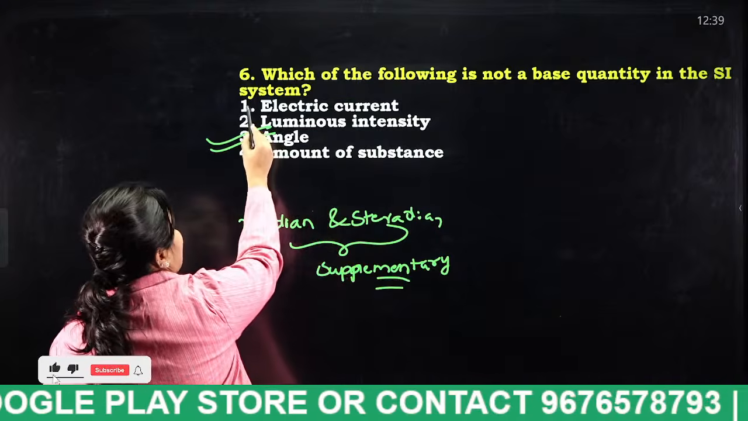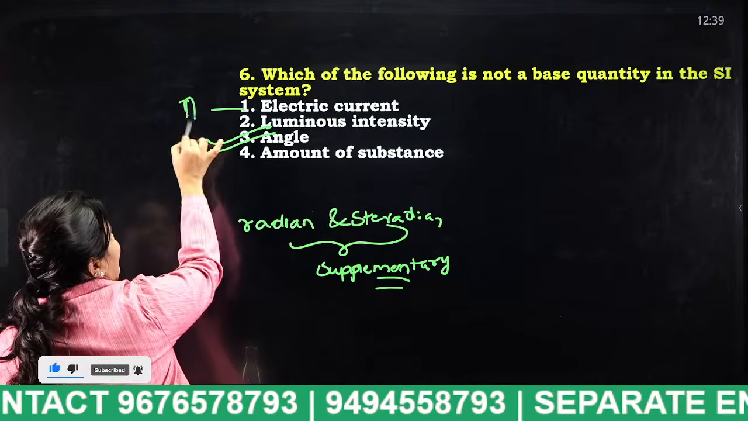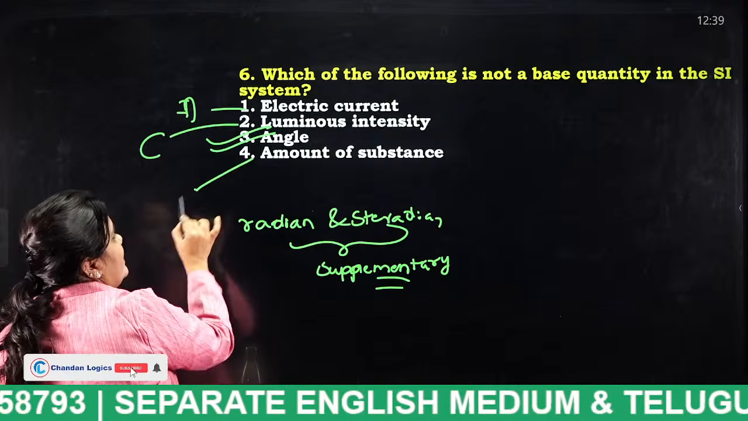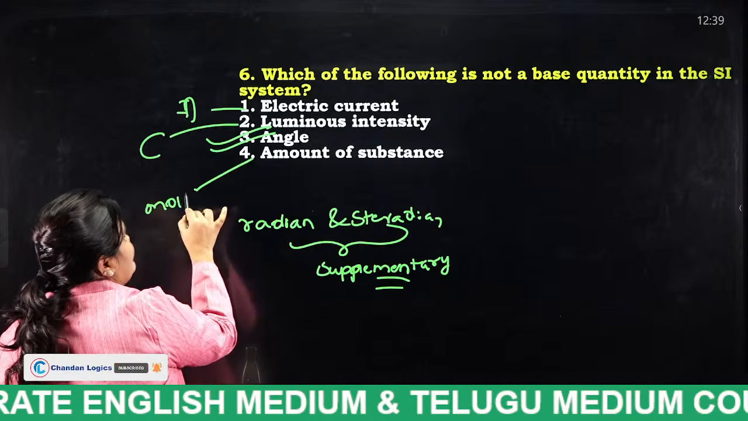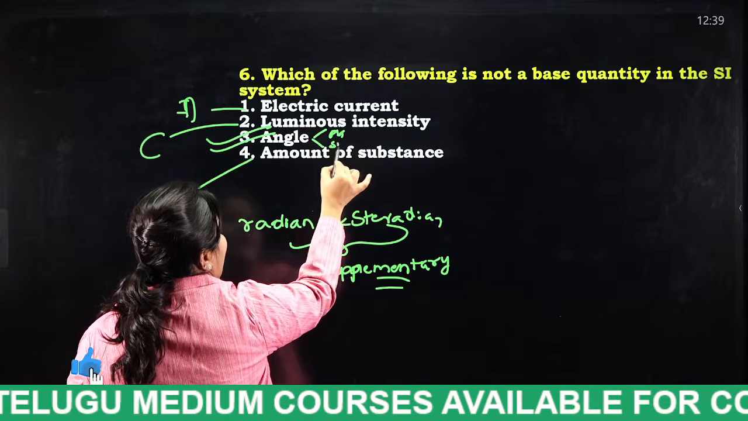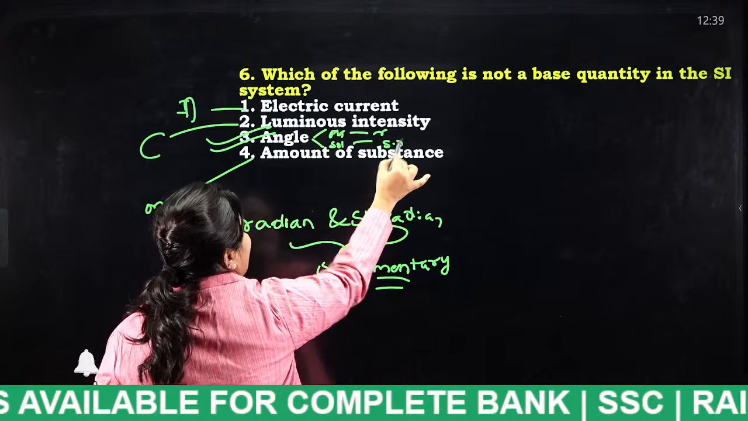And when it comes to this electric current, what is the unit of this electric current? Ampere. And what is the unit of this luminous intensity? Candela. What is the unit of amount of mass? Mole. So what is the unit of plane angle? Here we have plane angle, solid angle. Plane angle is radian and solid angle is steradian.